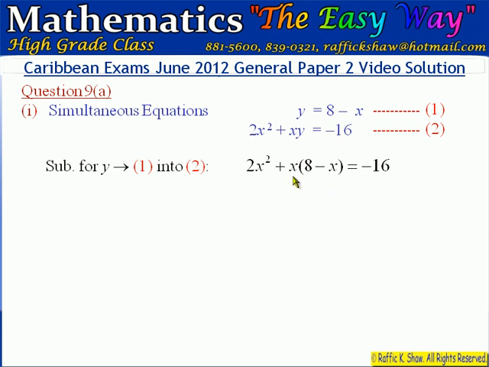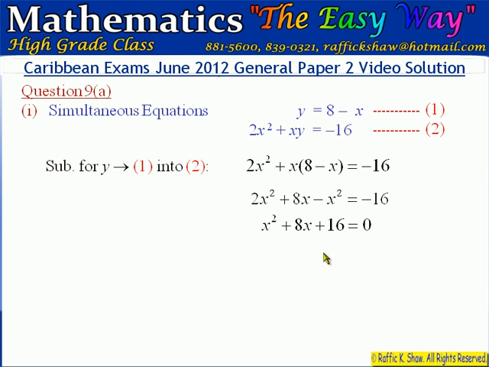And here now we have formed an equation where the only unknown variable is x, and this equation will be reduced to a quadratic equation. Now when we expand, we end up with 2x squared plus x multiplied by 8 is 8x, and x multiplied by negative x is negative x squared. And so we now have 2x squared minus x squared, which is x squared. This 8x comes back here, and then the negative 16 comes on this side to become positive 16. And this is now a quadratic equation we have to solve.